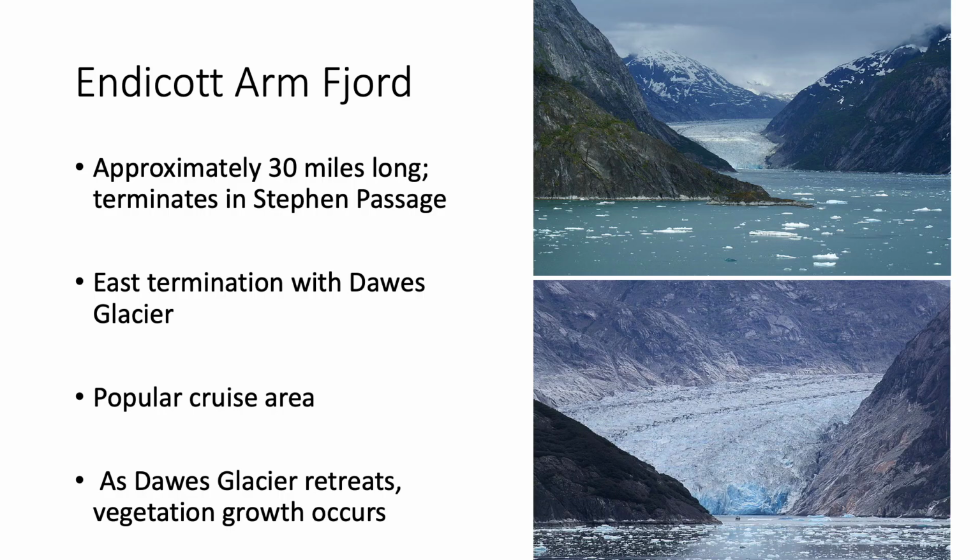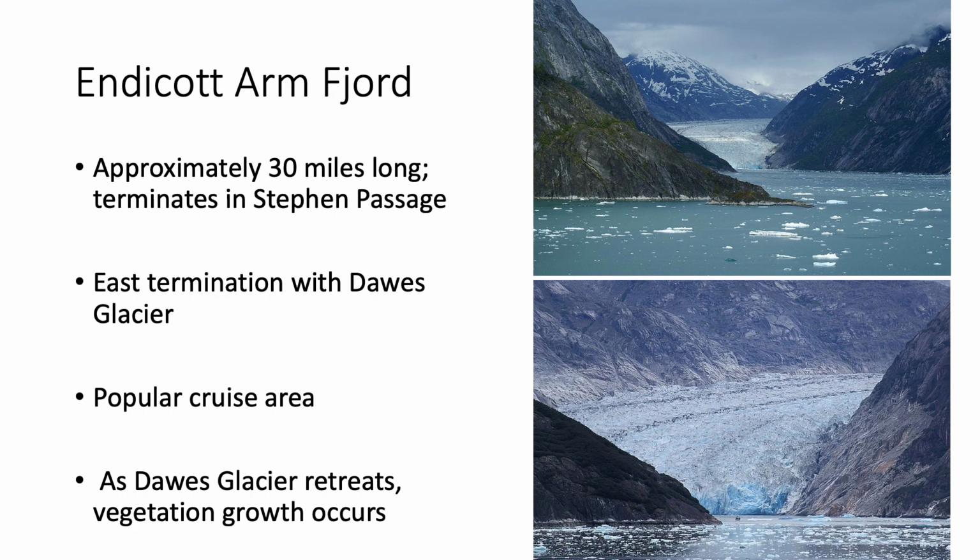The Endicott Arm Fjord is approximately 30 miles long, and it trends east to west. In the west, it terminates into Stephen Passage, an important part of southeast Alaska transportation, and in the east, it terminates with Dawes Glacier. It is a popular cruise area for cruises out of Juneau, Alaska, and for this project, it's especially good to note that as the Dawes Glacier retreats, we can see the process of vegetation reclaiming the areas that were once glaciated.